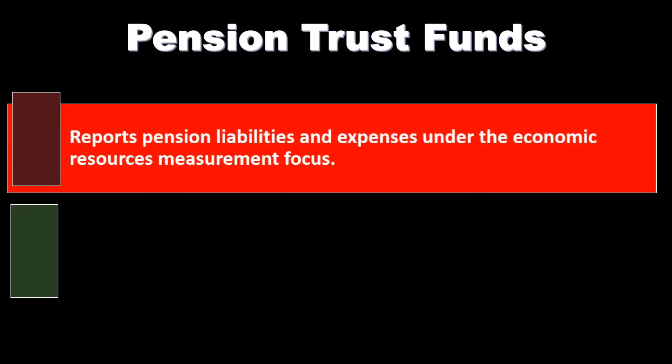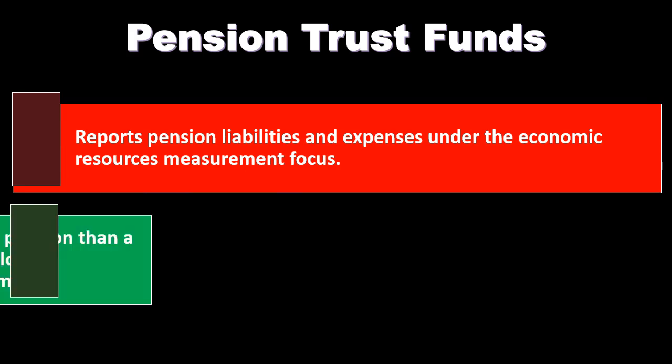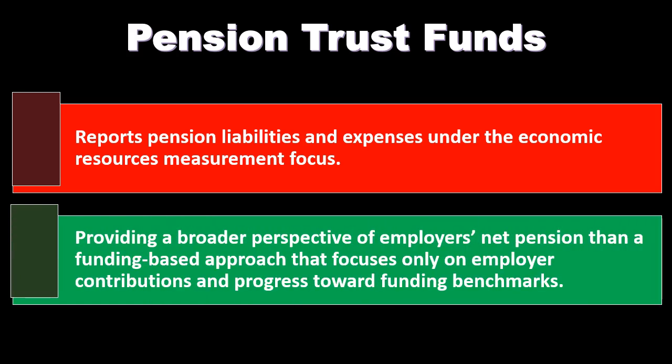Pension trust fund, fiduciary fund. Pension trust funds report pension liabilities and expenses under the economic resources measurement focus. This provides a broader perspective of employers' net position than a fund-based approach that focuses only on employer contributions and progress towards funding benchmarks. So note that the pension fund may differ a little bit from other types of funds because we're going to provide that broader perspective within the pension funds.